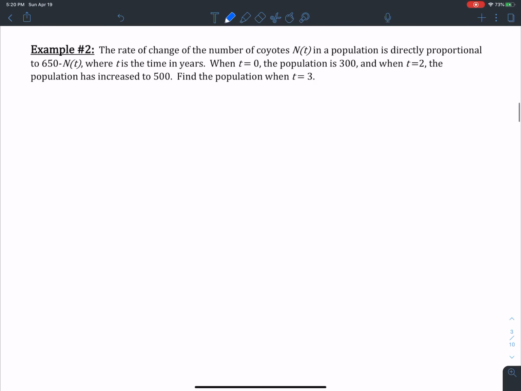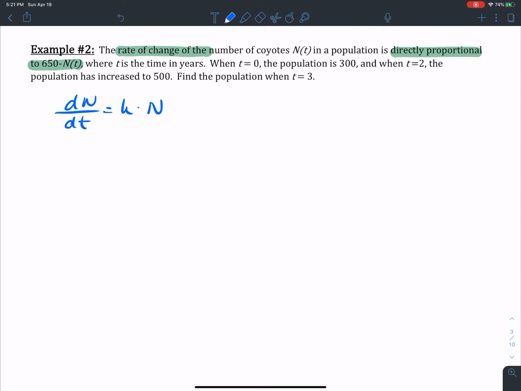So another straightforward application here, but I want to introduce you to the language here, right? So the rate of change. They're describing a rate of change of a population as being directly proportional to something, right? And n of t is the population. So we can see the rate of change is directly proportional somehow to the original population. That is our indicator that we should be using our exponential growth model.